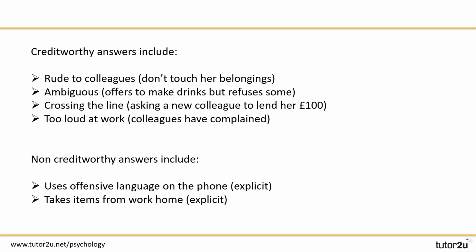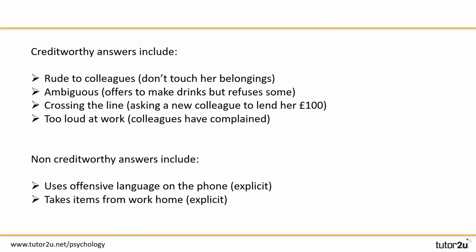So now that you've got your answers to that task, what you can do is compare them to the following criteria. Creditworthy answers would include being rude to colleagues. We can see that in the scenario where she doesn't want anyone to touch her belongings. Being ambiguous, so offering to make drinks but refusing to make certain drinks. I think we'd all agree that was not normal practice. Crossing the line. And we can see this evidenced where she's asking a new colleague to lend her £100. And being too loud at work.